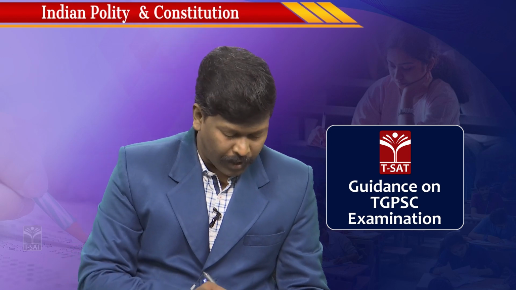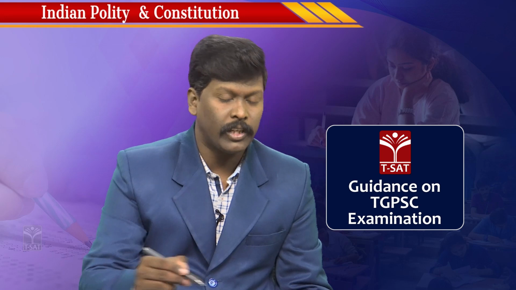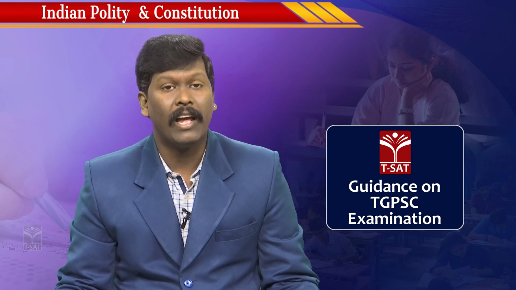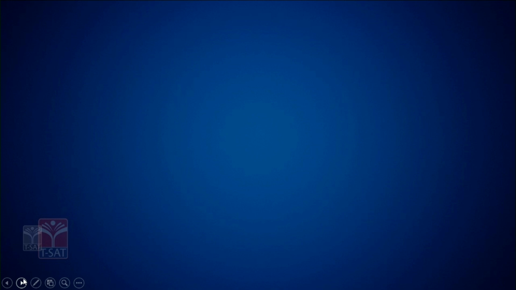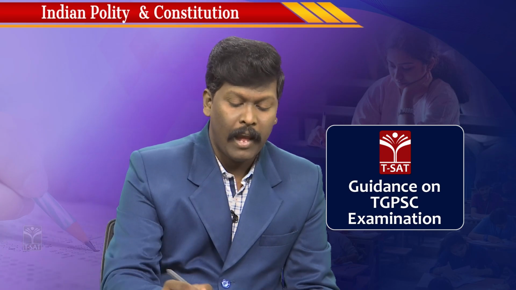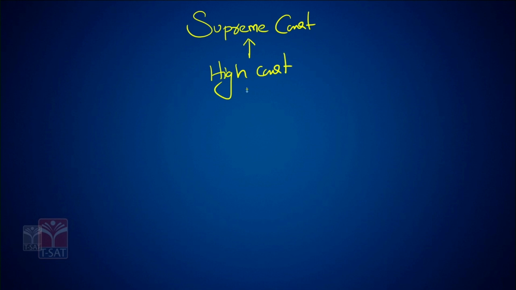So this is one part of the question we have completed. What is the second part of the question asked? That is the hierarchy of the Indian judiciary. What is the hierarchy of the Indian judicial system? At the top, we have the Supreme Court. Below the Supreme Court, we have the High Court, which is at the state level. And below the High Court, we have the subordinate court.